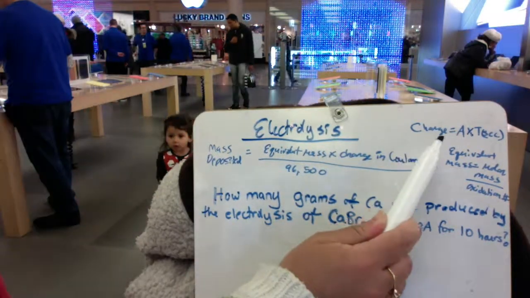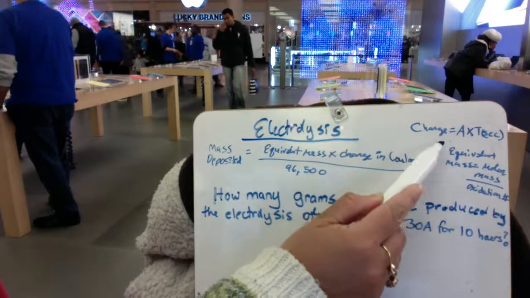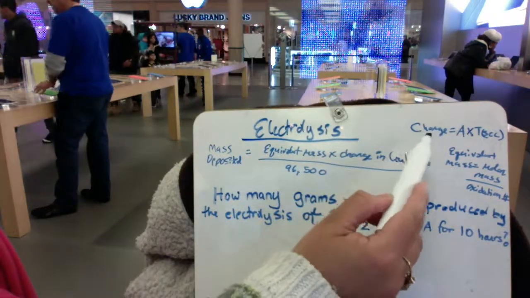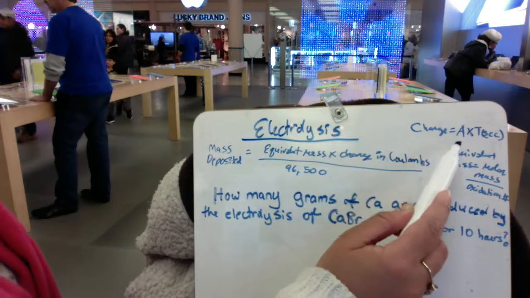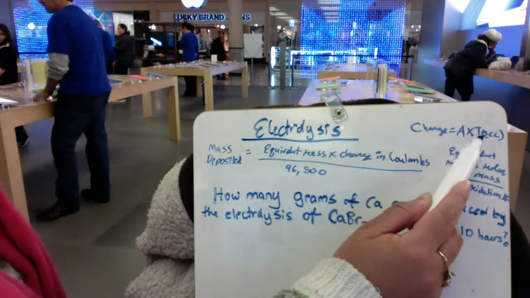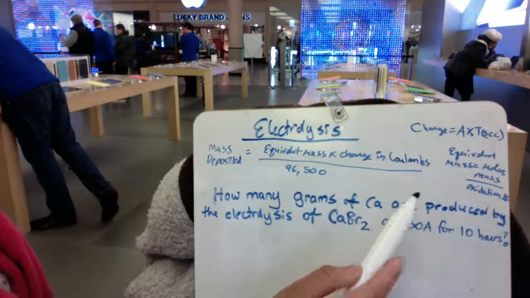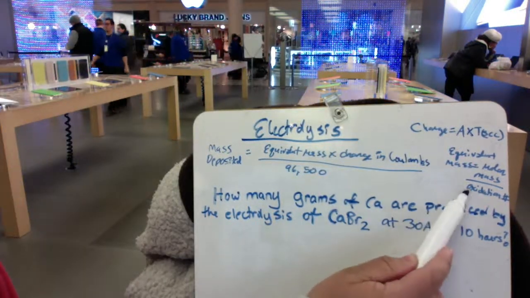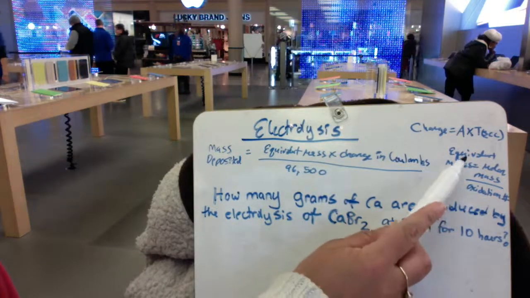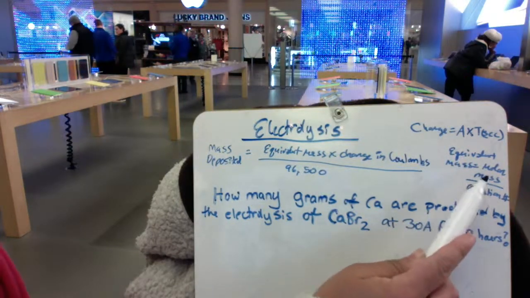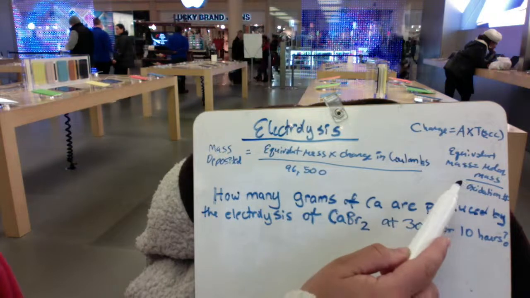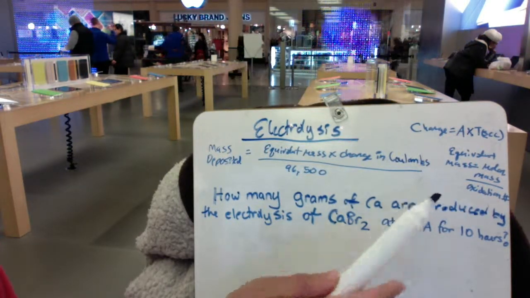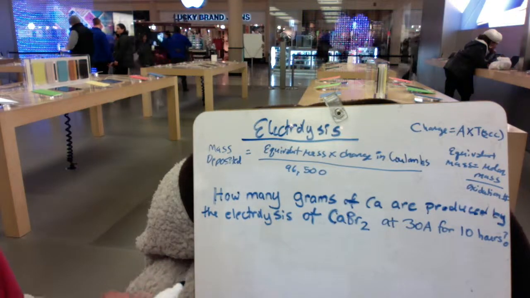Now, the charge in coulombs, as you know, is the current in amperes times the time in seconds. Remember from class? Once again, charge in coulombs is current in amperes times the time, which must be in seconds. Equivalent mass is the molar mass of the metal divided by its oxidation number. Once again, equivalent mass will be the molar mass of the element broken down from the compound and divided by its oxidation number. Okay, got it? So let's do a problem together.